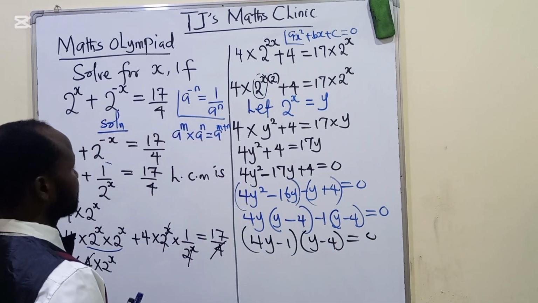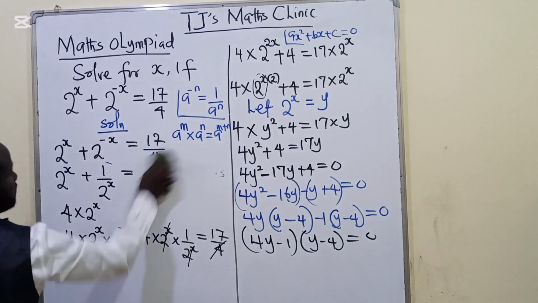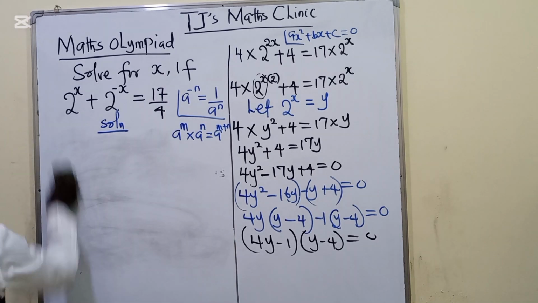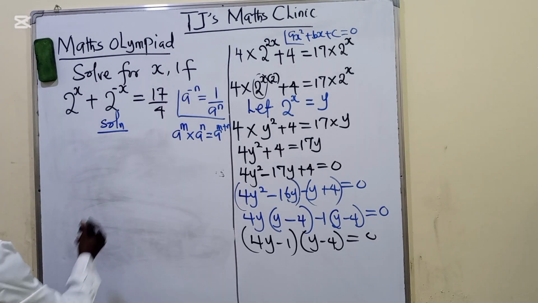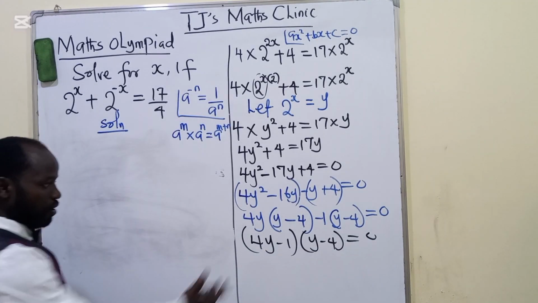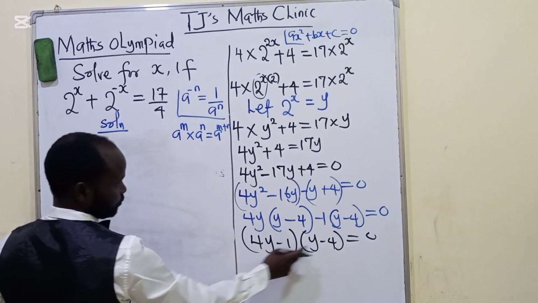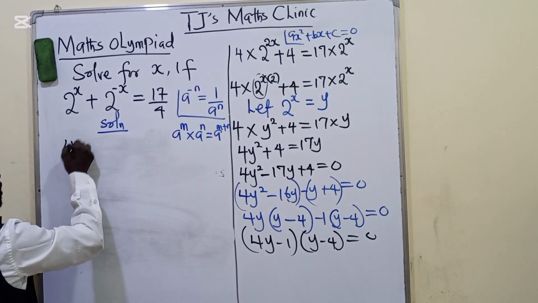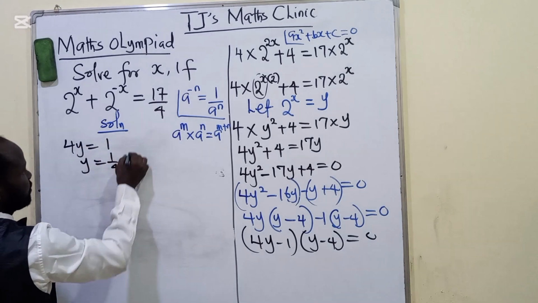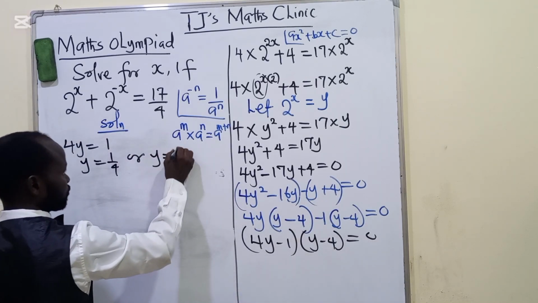Very important. Okay? Let's move to the other side. Let's move here so that we can work on that. Very important. It means either 4y minus 1 is equal to 0 or y minus 4 is equal to 0. That's what it means. So if 4y minus 1 is equal to 0, we can collect like that. We'll have 4y equal to 1. Y now will be 1 divided by 4. Or if we bring 4 to the other side, we have y equal to 4.